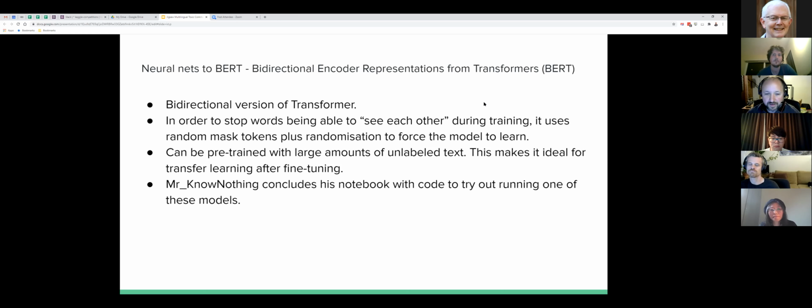And I just wanted to add that Mr. Know Nothing concluded his notebook with a whole bunch of code, almost boilerplate code, that you could try running one of these models with. So it'd be a really good idea, if you're interested, to go and check that out.